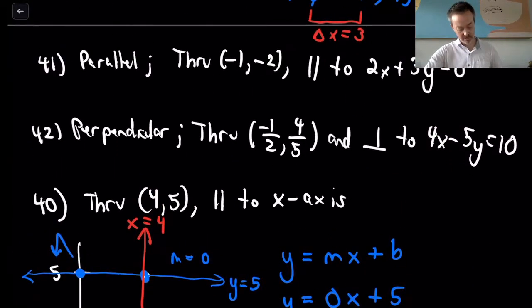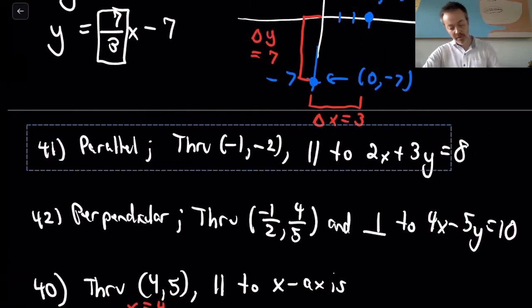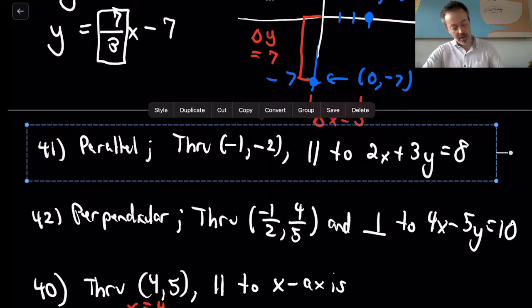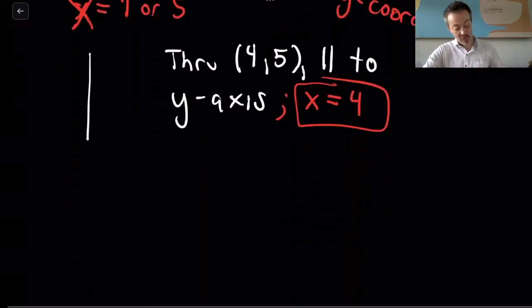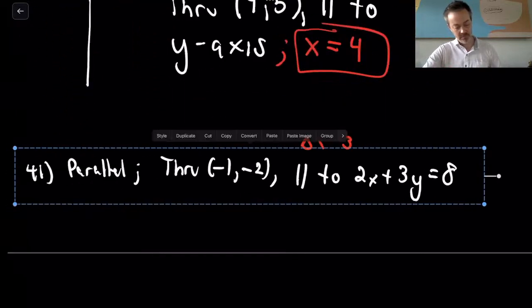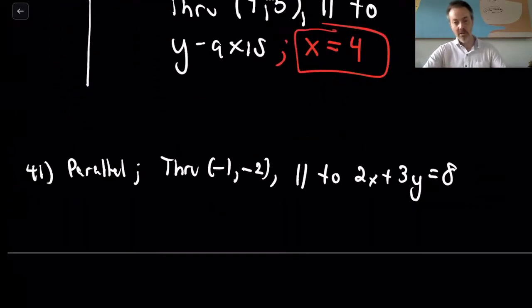Parallel. If two lines are parallel, what do we say about their slope? Right, if two lines are parallel, they never cross. And if two lines are parallel and they never cross, that means they're simply going to have the same slope.